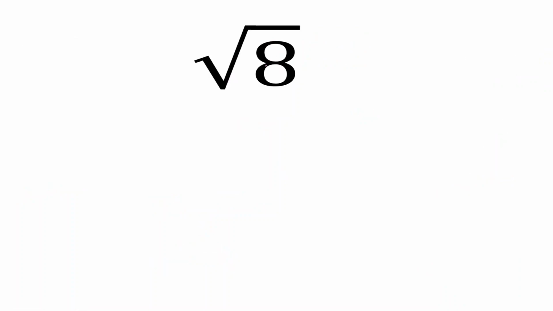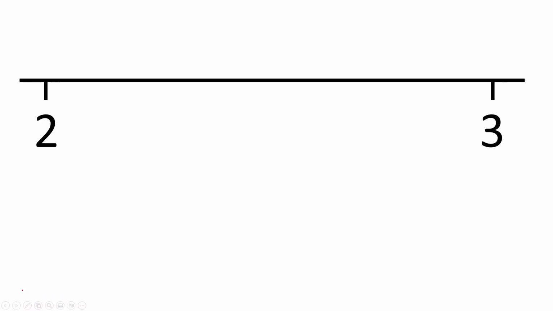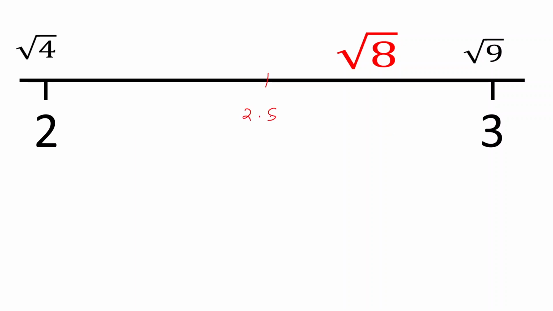Now this one here, we've got the square root of 8. We want to estimate the answer of this. Again, on our number line, we've got the square root of 4 and the square root of 9. Then we've got the square root of 8, which is really close to the square root of 9. In between 2 and 3, we're going to have an answer of 2.5. Again, the square root of 4 being 2, the square root of 9 being 3. 3 times 3 is 9, 2 times 2 is 4.